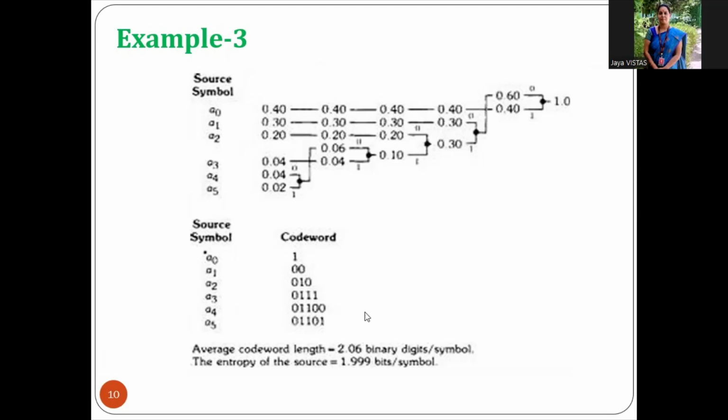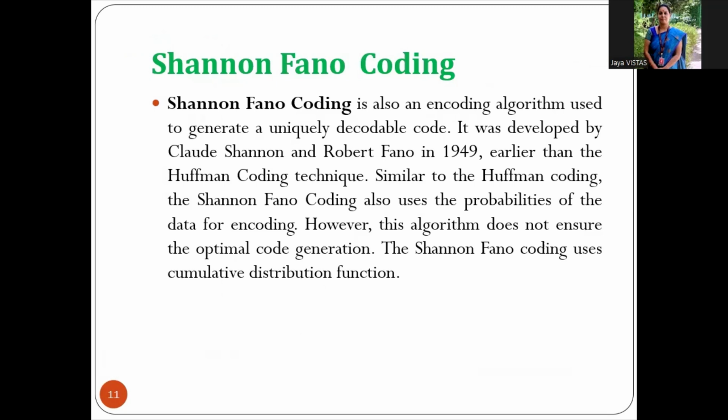Okay. The average code word length of this source is 2.06 binary digits per symbol, and the entropy of the source is 1.999. The entropy is calculated by the formula H equal to the summation of pi log to the base 2 of 1 by pi. Then the average code word length is calculated by the summation of pi and ni, where pi represents the probability of each symbol and ni is the number of digits in the code word of each symbol. Okay. Then move to Shannon-Fano coding.